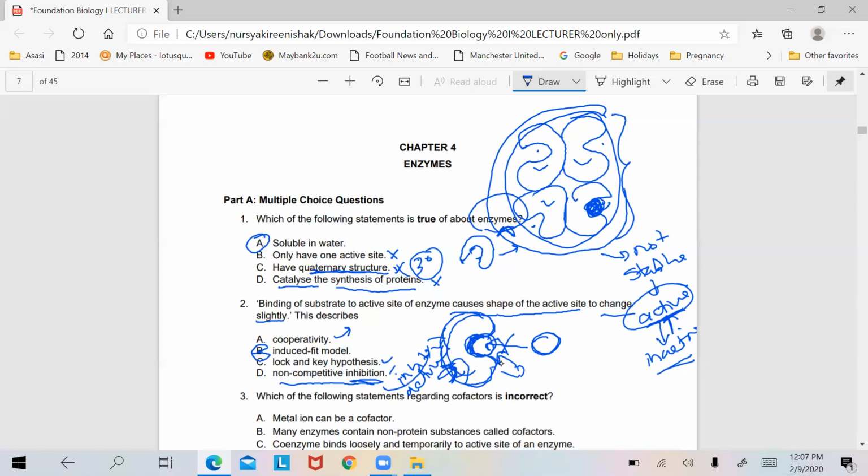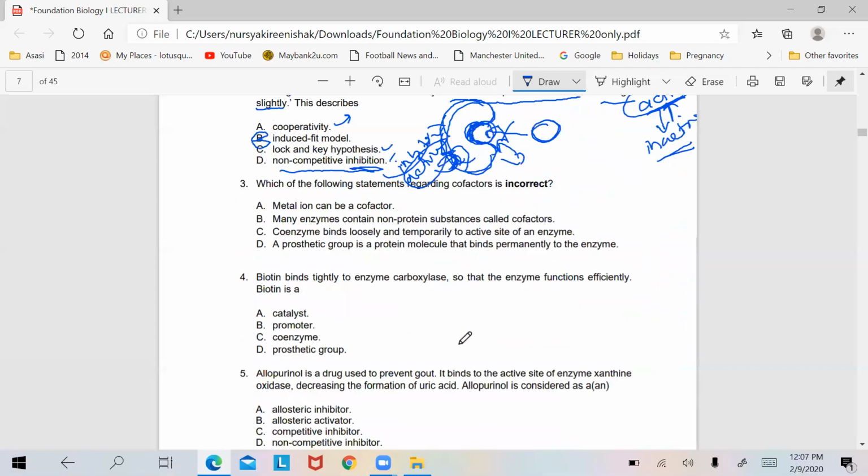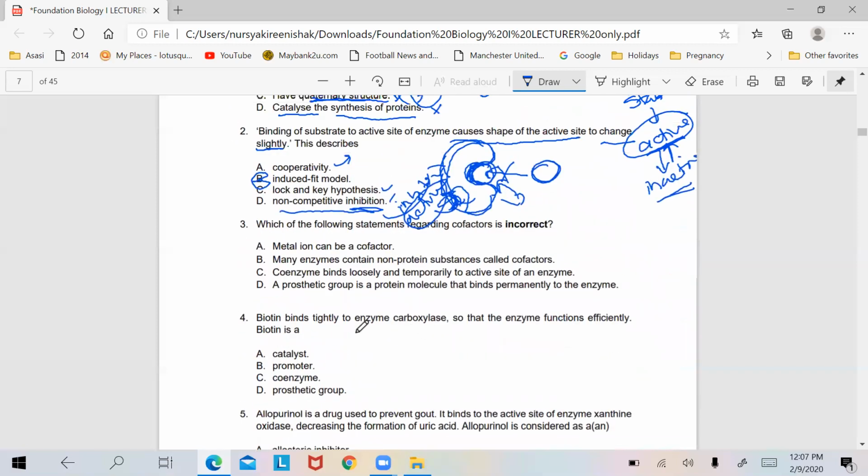It cannot catalyze the reaction. But if, for example, an activator binds to the allosteric site, it causes the enzyme to change shape into the active form. So that is a regulatory molecule, we call it. Okay, for question number three, which of the following statements regarding cofactors is incorrect? So you have to choose which statement is not true about cofactors.